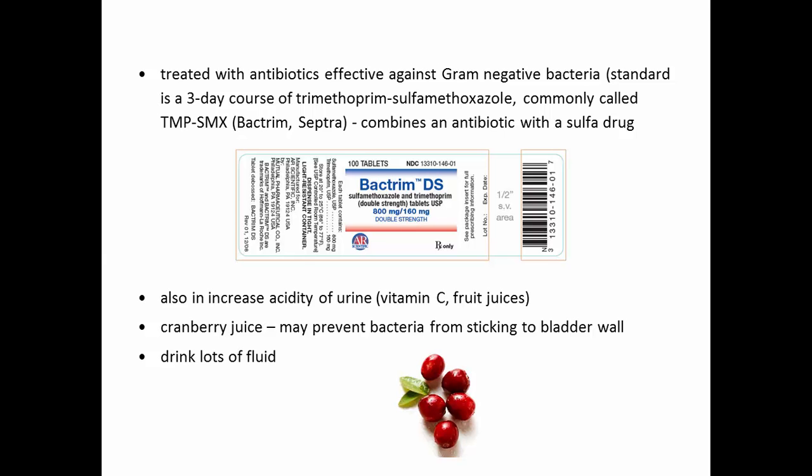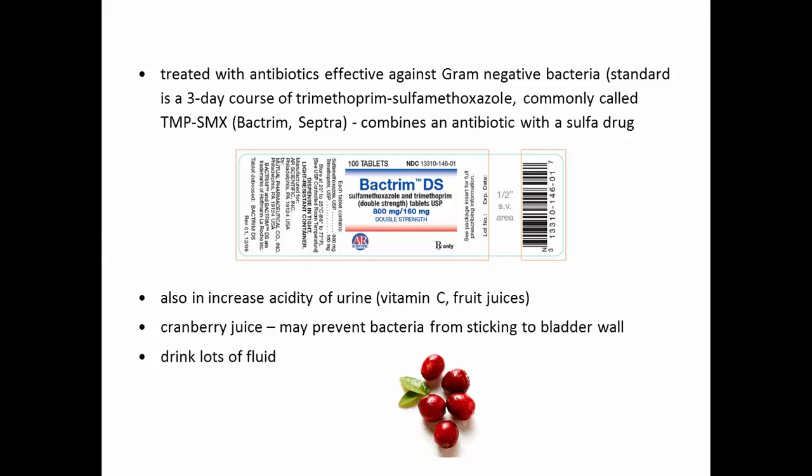So urinary tract infections, if they're caused by bacteria, which they usually are, are treated with antibiotics, usually antibiotics that are effective against gram-negative bacteria like E. coli. A standard course is a 3-day course of a drug called TMP-SMX, which combines an antibiotic drug with a sulfa drug. If you remember back to our anti-infective drugs, those were two different types of antibacterial drugs. Common brand names are Bactrim or Septra.